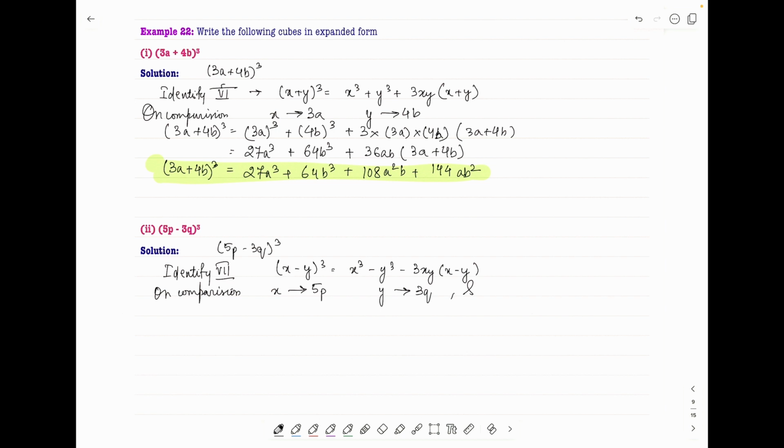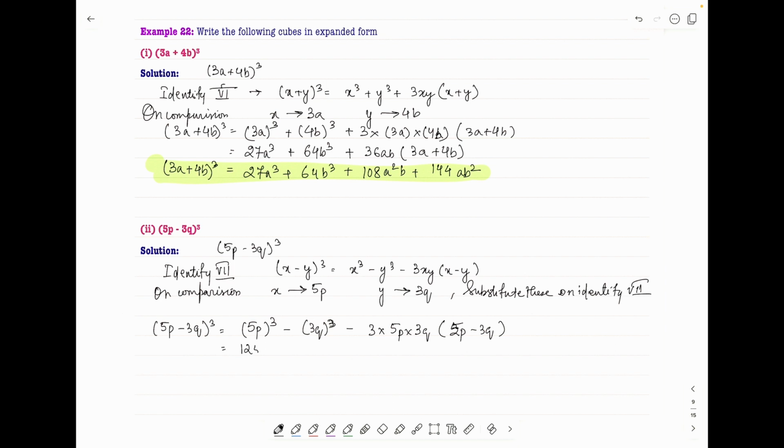So on substituting these in identity 7, what are we going to get? 5p minus 3q whole cube equals, instead of x cube, I am going to write 5p whole cube, minus, instead of y cube, I am going to write 3q whole cube. And instead of minus 3xy, I am going to write 3 into 5p into 3q into x minus y, which is 5p minus 3q.